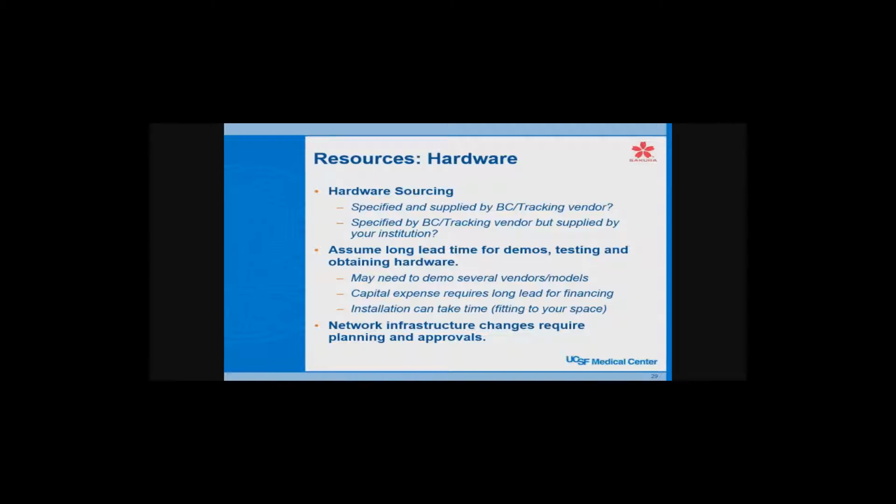Then you should assume you're going to have to demo all this, get demo units, test it, be sure it all works with the system. So you may have to demo several models or vendors, and capital expense may require long lead times to get the financing in. And installation could take time. For instance, we installed 11 touchscreen arms, and it took them a long time to get done. I'll show you some pictures of that later. That actually delayed our project by a couple of months, having the installation of all those done, because they had a custom fit on them.